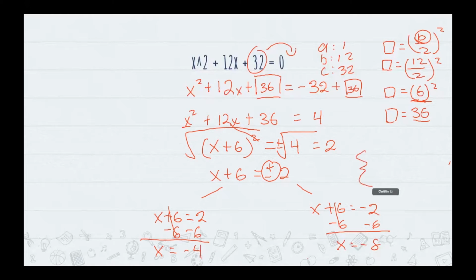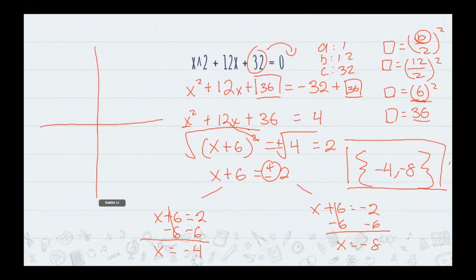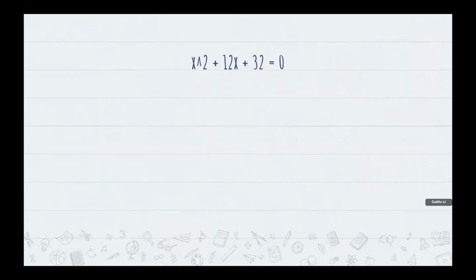And this will be our 2 x values. And this is our final answer. To be clear, if you were to have it on a graph, our negative 4 would be somewhere here and somewhere here, because we don't have a y value. Yeah, so this is our answer. Next.